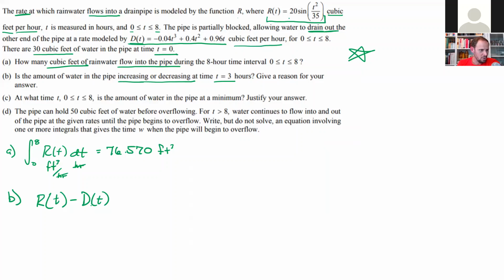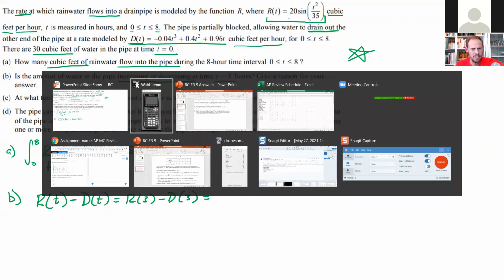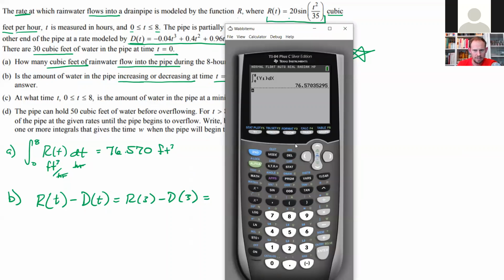All right, that would be the total rate of change of the water in the pipe. And we just want to know what's happening when t equals 3. So we're just going to plug in 3. So it'd be R of 3 minus D of 3. And we want to see what's the sign of that. We don't even care what the actual value is. We just want the sign, but we can find the actual value. So let's see, alpha 4 Y1 at the value 3 minus alpha 4, so the other one was in Y2, at the value 3. Or you can just type it in with 3 plugged in. And we've got negative 0.313.